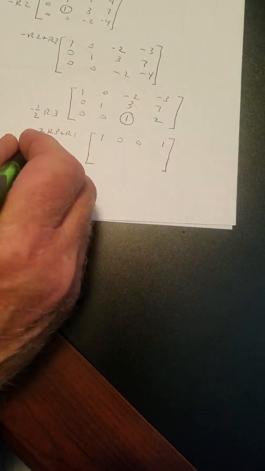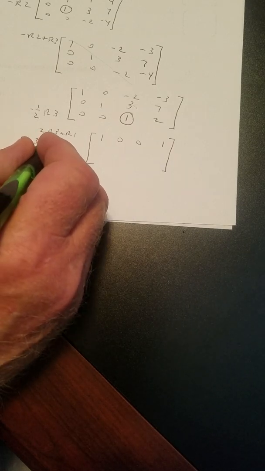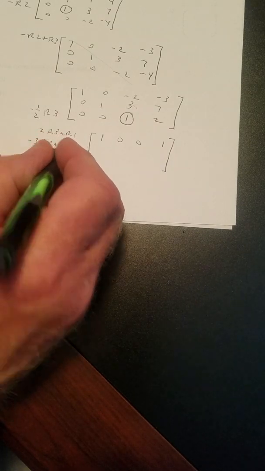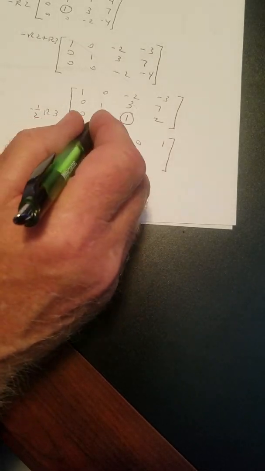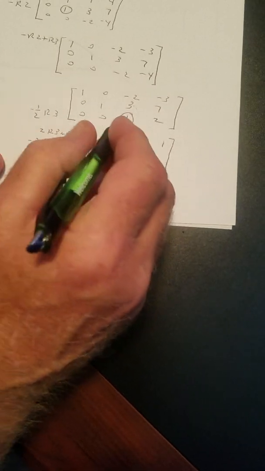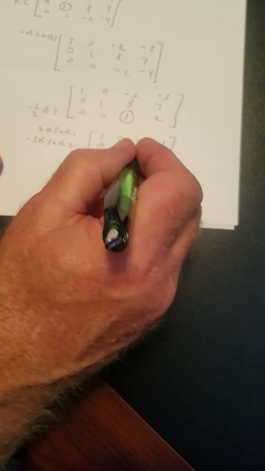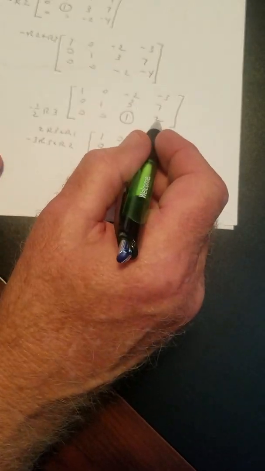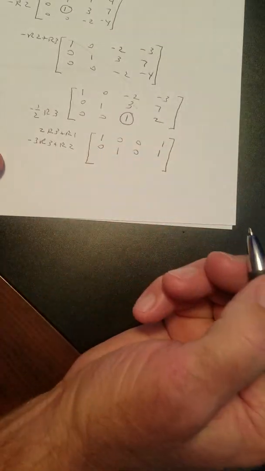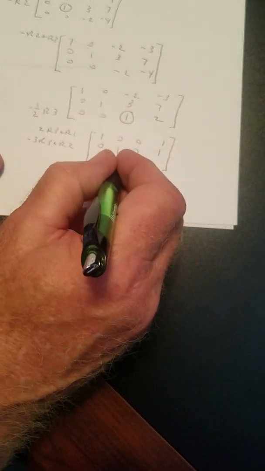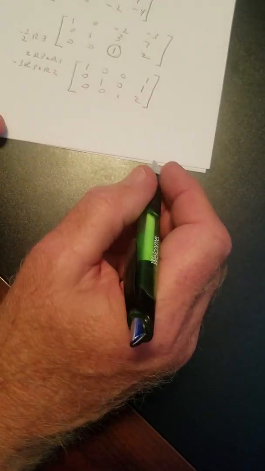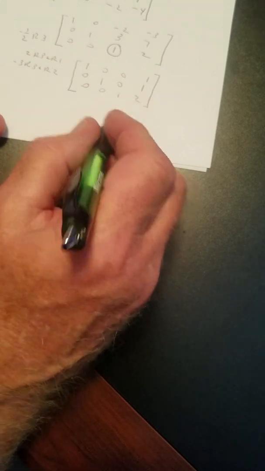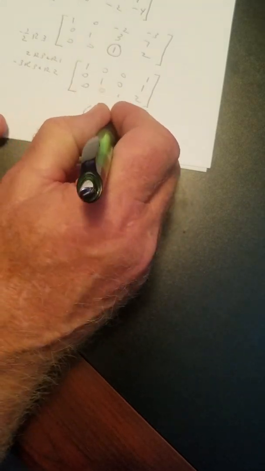For the middle row, I'm going to take -3 times row 3 plus row 2. -3 times 0 is 0 plus 0 is 0. -3 times 0 is 0 plus 1 is 1. -3 times 1 is -3 plus 3 is 0. -3 times 2 is -6 plus 7 is 1. And the bottom row stays the same. So it looks like the answer is x equals 1, y equals 1, z equals 2, or as an ordered triple, (1, 1, 2).